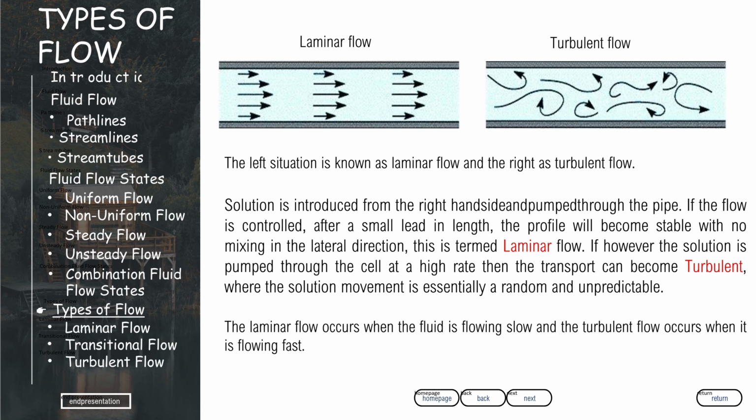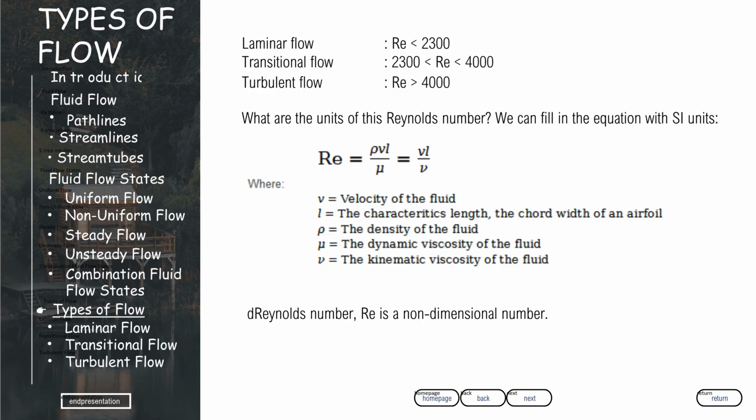If, however, the solution is pumped through the cell at a high rate, then the transport can become turbulent, where the solution movement is essentially random and unpredictable. The laminar flow occurs when the fluid is flowing slow and the turbulent flow occurs when it is flowing fast. Each type of flow has a different value of Reynolds number.